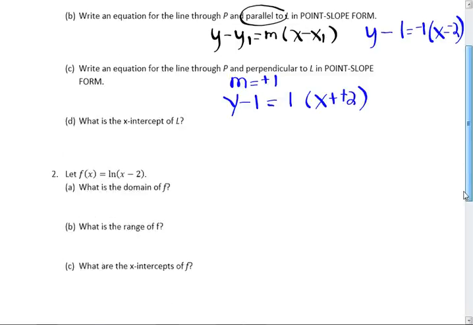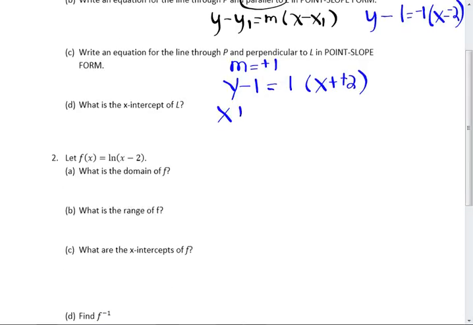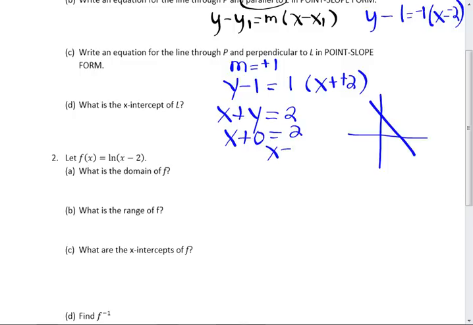Okay, x-intercept of L. Well, we had x plus y is equal to 2. And now I want the x-intercept, and I always get confused, but obviously it can't be x equal to 0, but just to make myself happy, that's the x-intercept. What's the y value there? 0. So x plus 0 equals 2, so x equals 2. So are we okay with the first question?